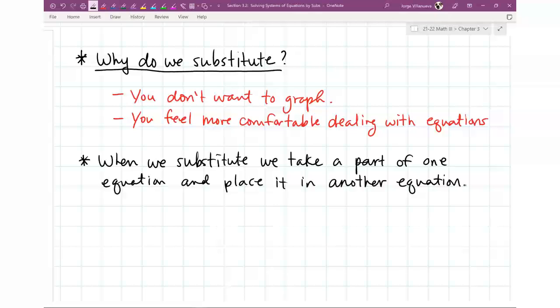So when we substitute, we take a part of one equation and place it in another equation, okay? So that's substitution. Elimination, which we're going to talk about on Monday, is different. That's where we just try to get rid of variables. But for this one, we're just trying to move pieces side by side.